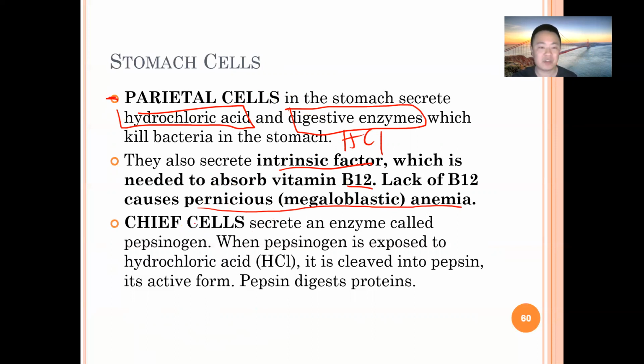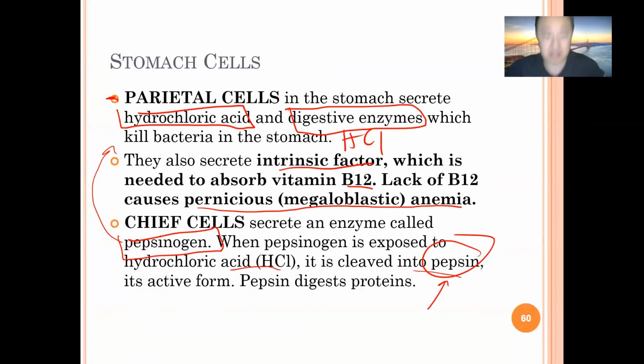And you also have chief cells, which secrete an enzyme called pepsinogen. When pepsinogen is exposed to hydrochloric acid in the stomach, it cleaves into two pieces, where one is called pepsin, and this is what digests protein in the stomach, okay? And pepsin is the active form of pepsinogen.